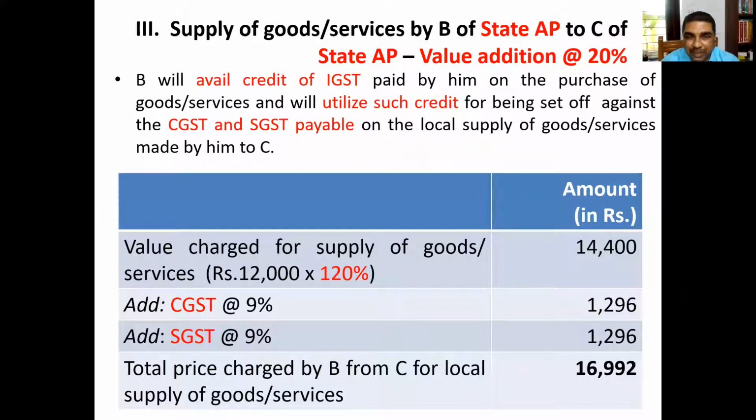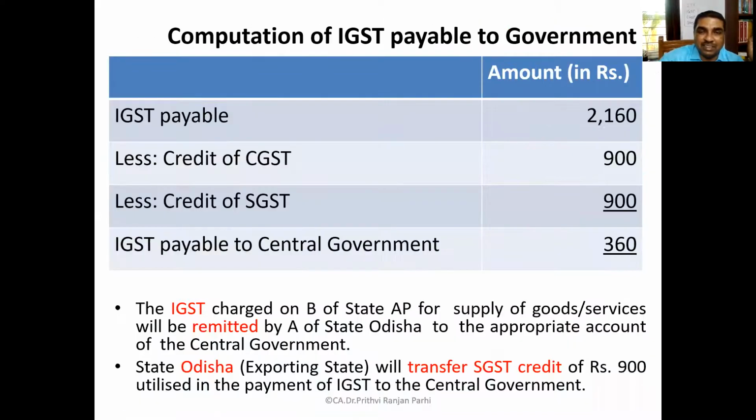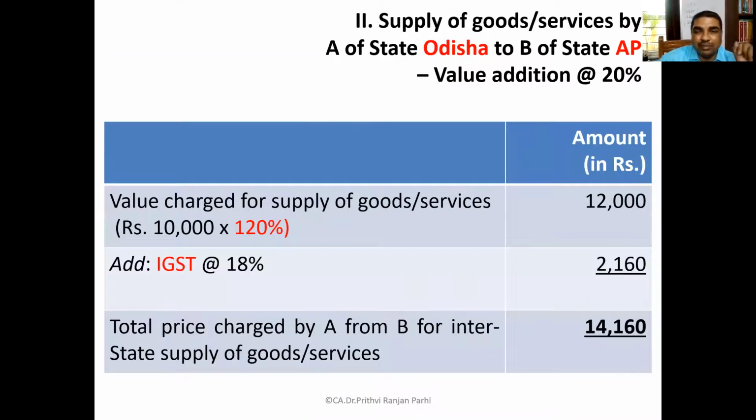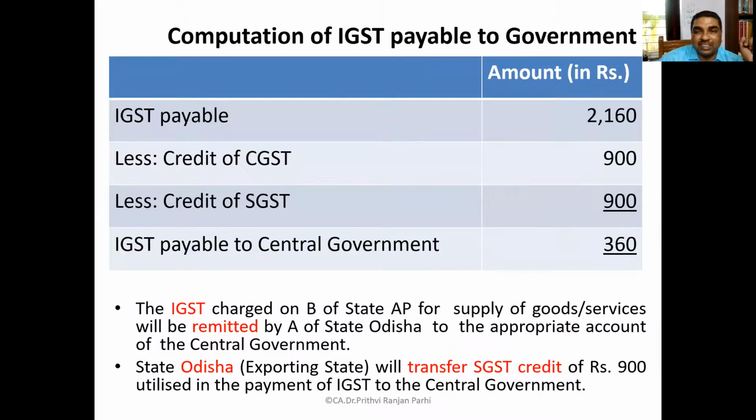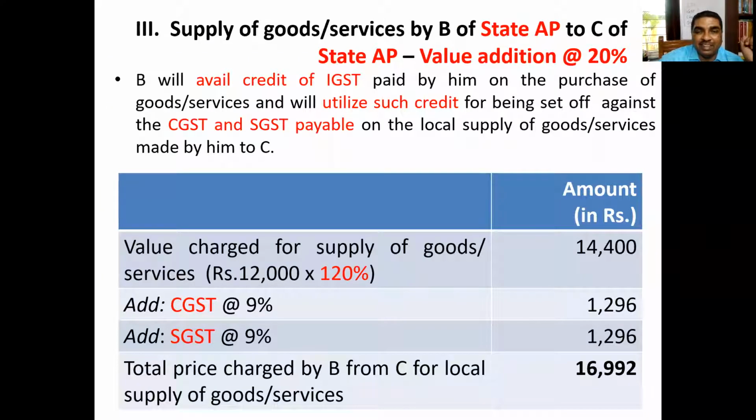Okay. Now B is supposed to deposit these two amounts under two different heads. But since B has purchased through an interstate transaction, B is having IGST credit. When B purchased, he paid IGST, and IGST credit is available. How much IGST credit is available? 2,160 IGST credit is available. And he has to discharge CGST and SGST. And you know, IGST can also be utilized for discharge of CGST and SGST.